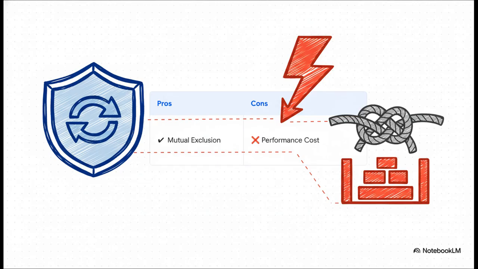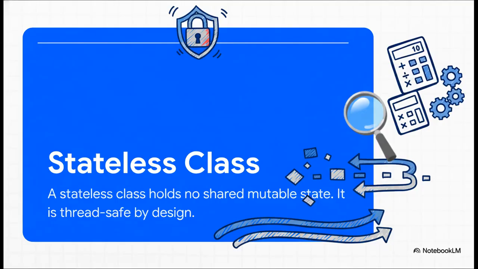It creates what's called mutual exclusion, which is just a fancy way of saying only one thread gets access at a time. But, and this is a big but, that power comes at a really steep price. It can be a major performance killer, and if you're not super careful, you can create deadlocks where your threads end up waiting for each other forever, grinding your whole application to a halt. But what if you could just avoid the whole fight entirely?